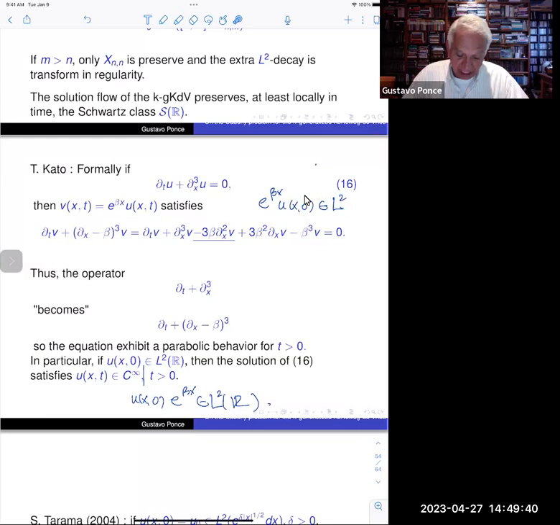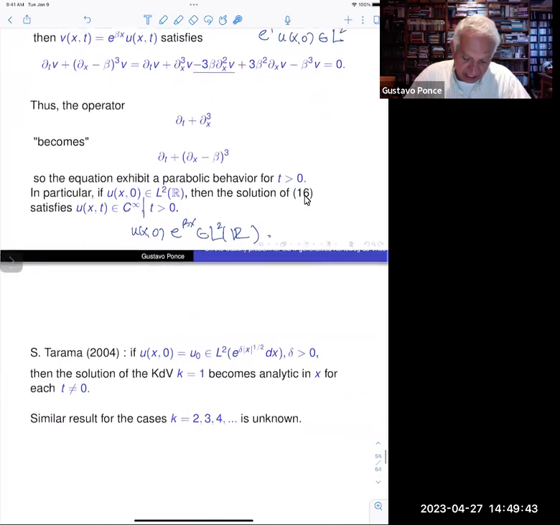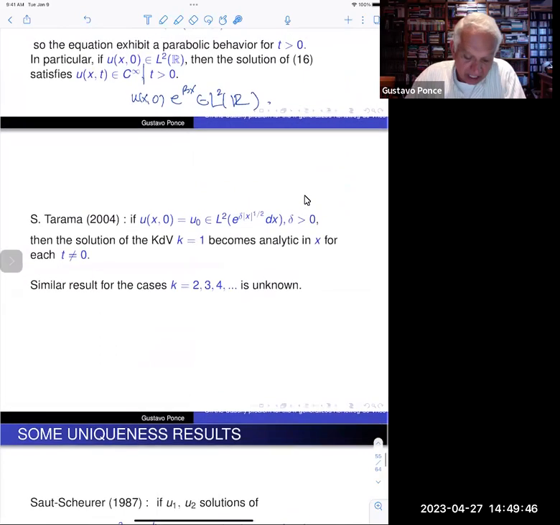Then the best result in this direction when you are not in the nonlinear case is this one. This is Tarama, and he proved the following. If you have data that is in L2 with exponential to the power 1/2 with some delta positive, then the solution of the KdV becomes analytic in x for any t positive, for any t different than 0. That's a beautiful result, because then you cannot be flat at any time. An analytic function cannot be flat, cannot have branches of infinite order, nothing, right?